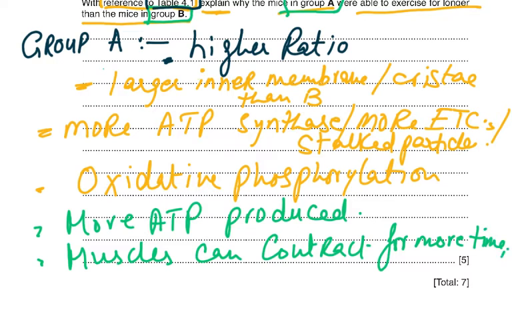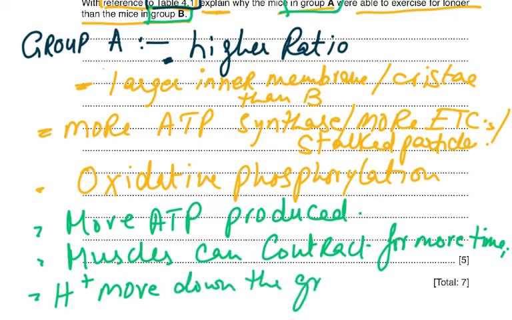And then you could have said anything else like, hydrogen ions move down their gradient. Any little bit of explanation about that.